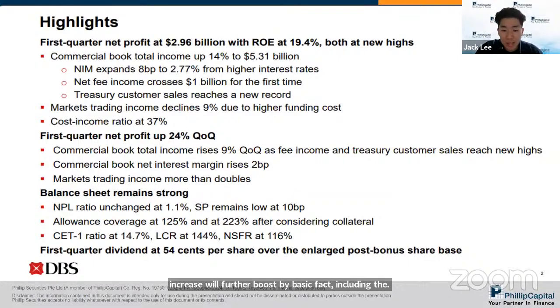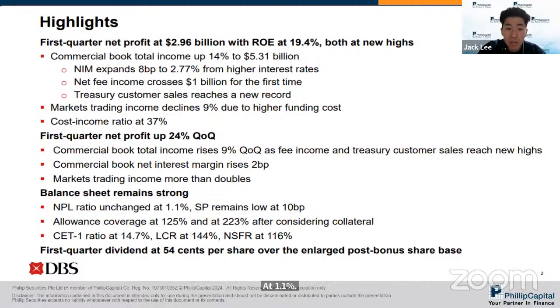So looking at the bank's first quarterly net profit saw a 24% increase compared with the last quarter. So actually, DBS is also performing very well in this first quarter. DBS maintained a robust balance sheet with the non-performing loans at 1.1% and CET1 around 14.7%, which is really good, reflecting a strong performance DBS declared at the first quarter.